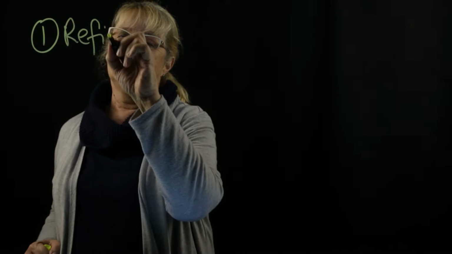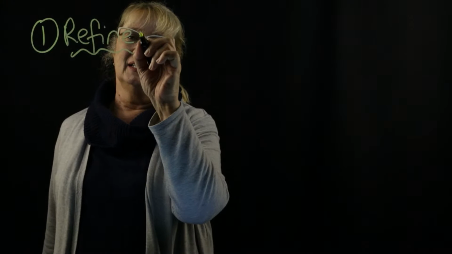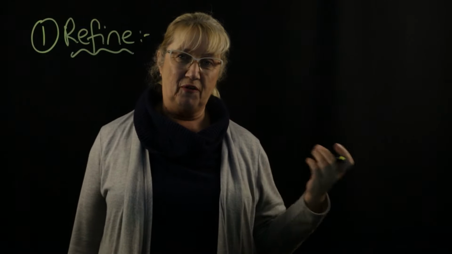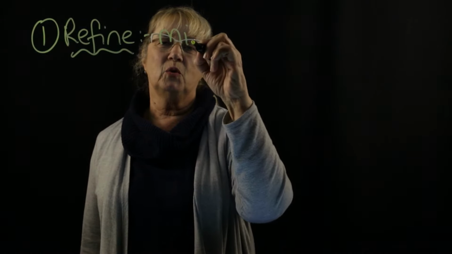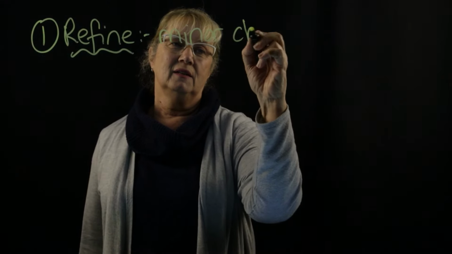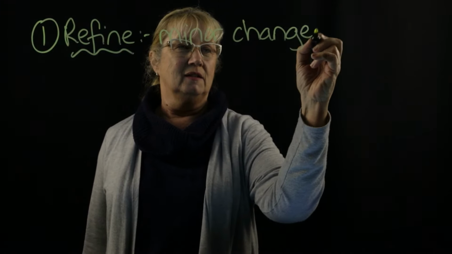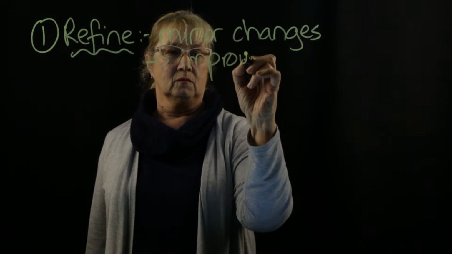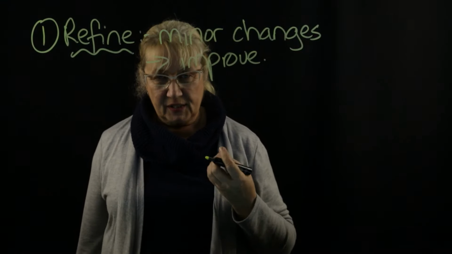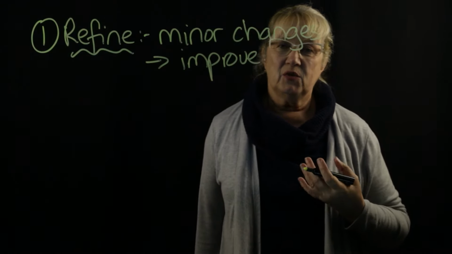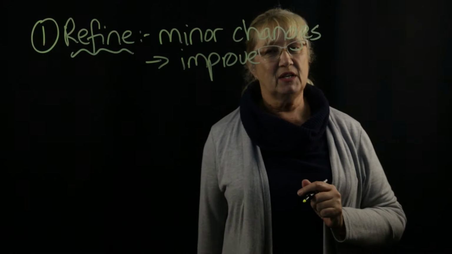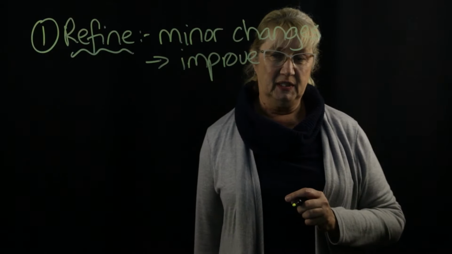Firstly, you can refine it. Refine means to make minor changes to improve a method. So these are small tweaks. For instance, you might decide that measuring with a beaker is not accurate enough, so you could choose to measure with the measuring cylinder. That's a refinement.